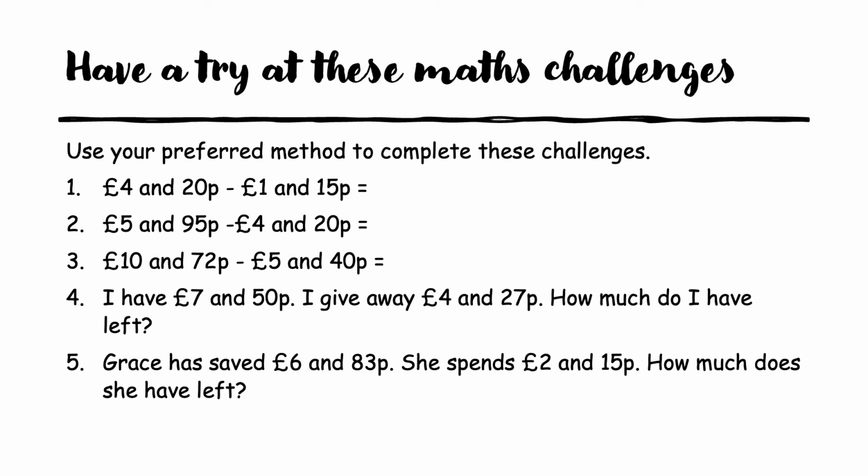Number 2, you have £5.95, and you're going to subtract £4.20. Number 3, you have £10.72, and you're going to subtract £5.40.